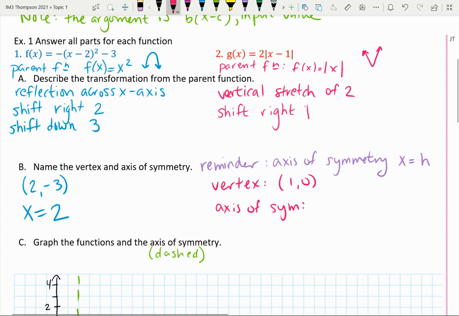The axis of symmetry for an absolute value function that opens up or down is always going to be a vertical line that goes through the vertex. Here's the vertex. Vertical line that goes through the vertex, right, is an equation of a line with x equals whatever the x coordinate of the vertex is. So in this case, I have a 1, so x is equal to 1 is my axis of symmetry.